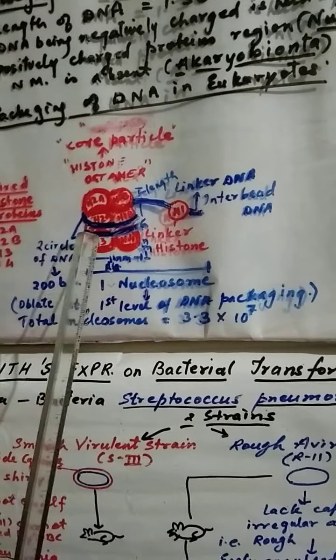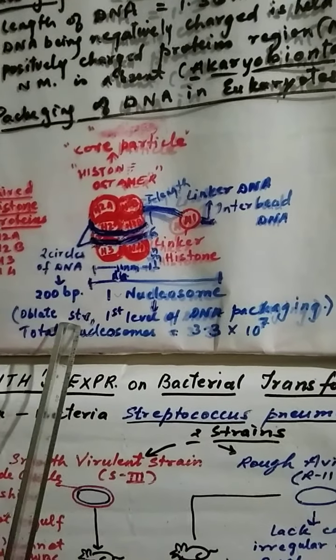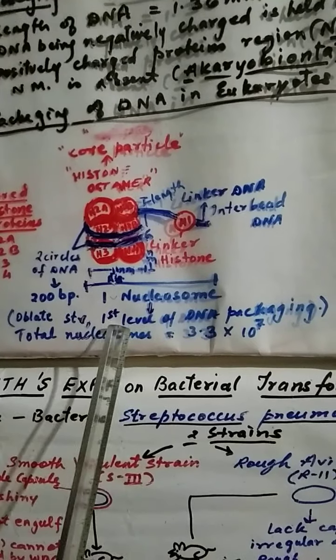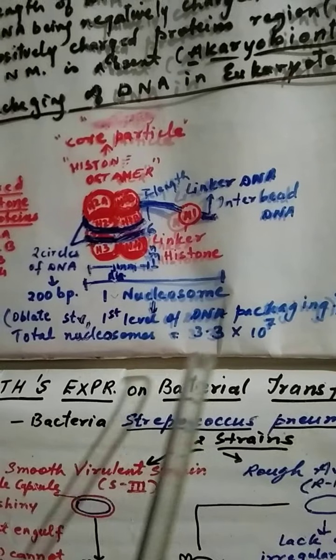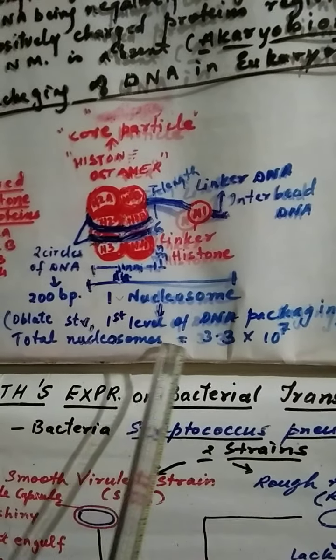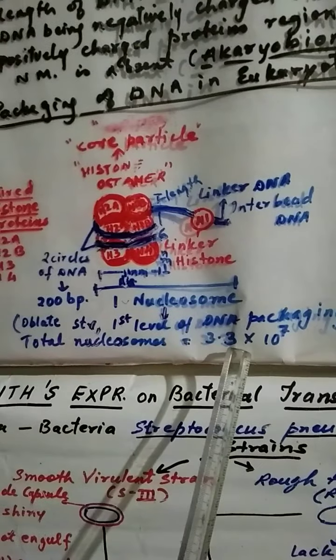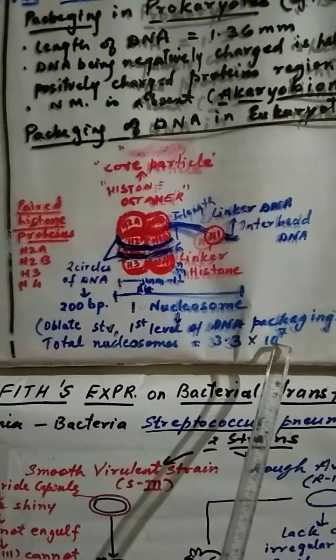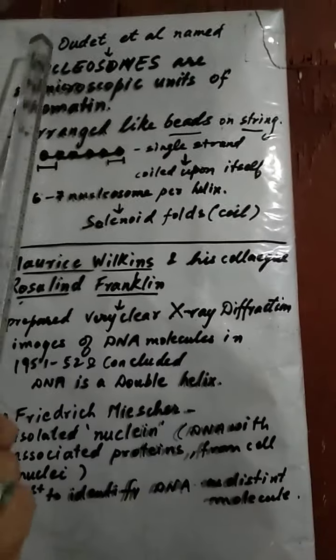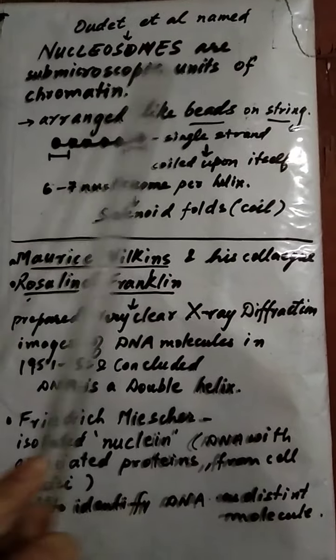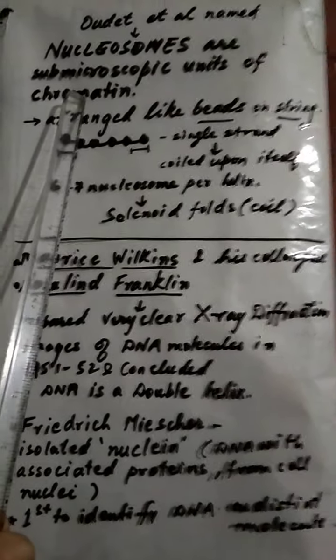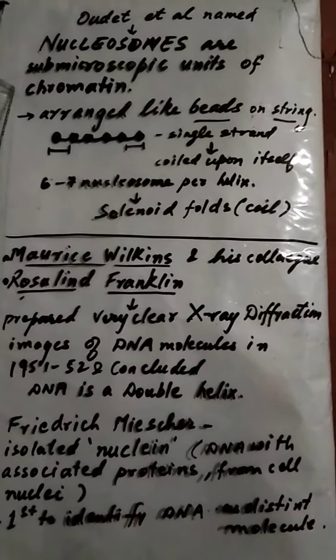This structure is not straight, it is a little bit oblate, and this is the first level of DNA packaging in the chromosome. So we can say the total nucleosomes in the DNA are 3.3 into 10 raised to the power 7. The name nucleosome was given by the scientist Kornberg. What is it actually? It is a submicroscopic unit of chromatin, the chromatin network which is present in the interphase.